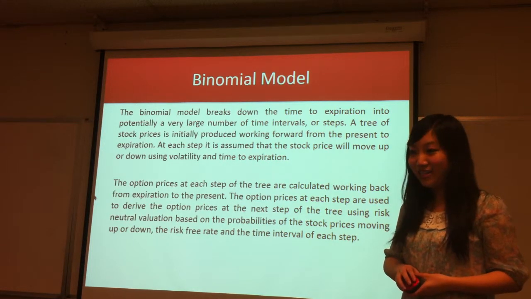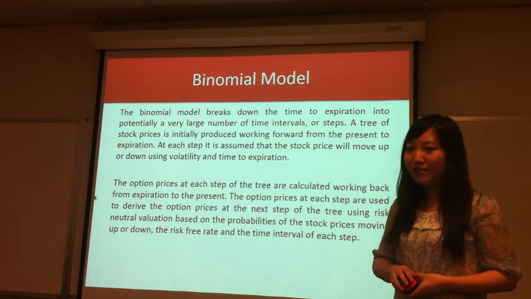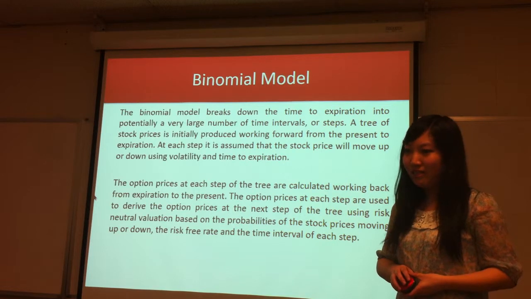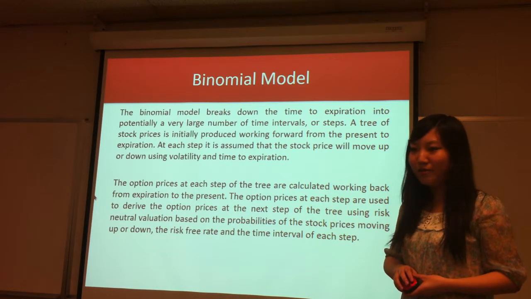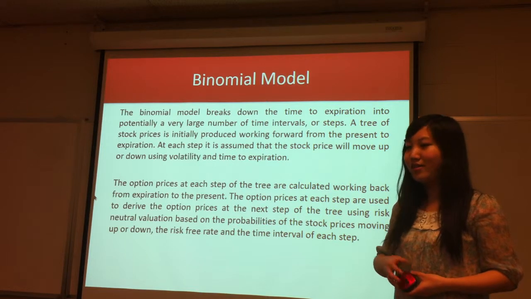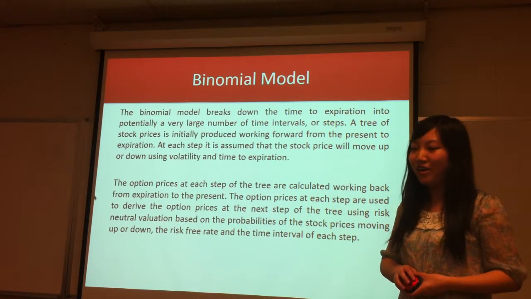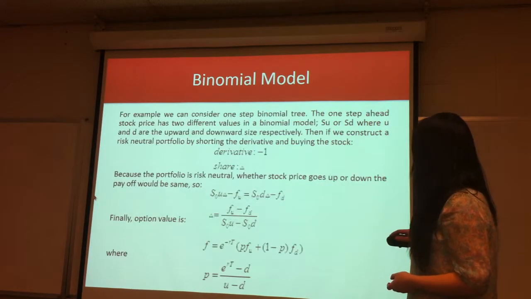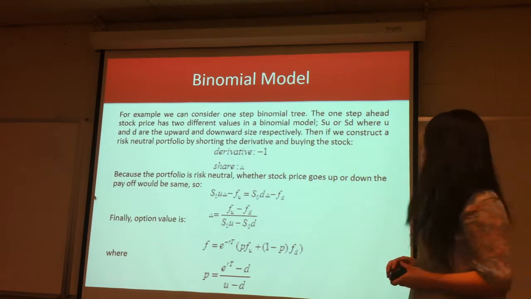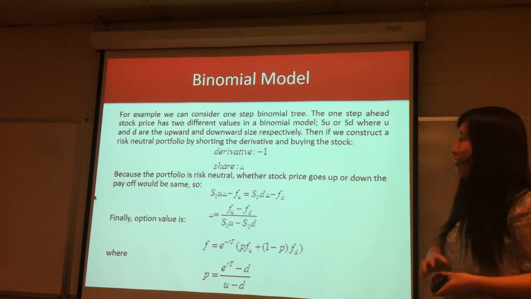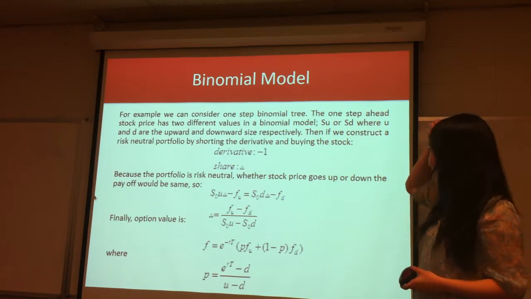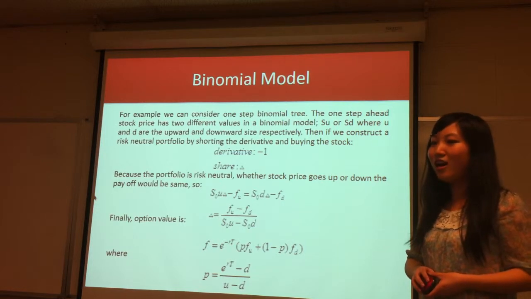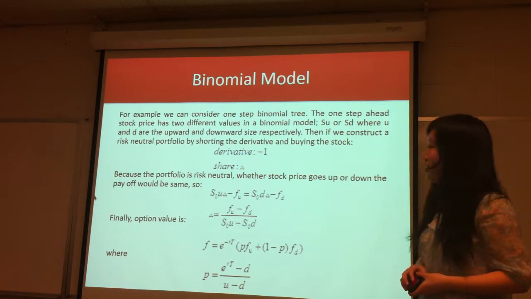The option price at each step is used to derive the option prices at the previous step. It is based on the probability of the stock price moving up and down, and we also use the risk-free rate and the time interval. This is the formula to calculate the binomial tree model. For example, we consider the one-step binomial tree.